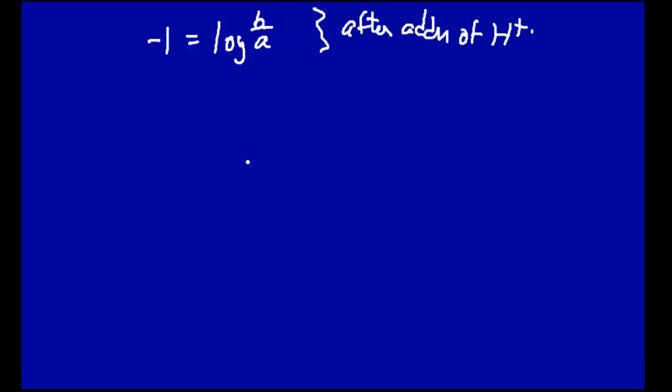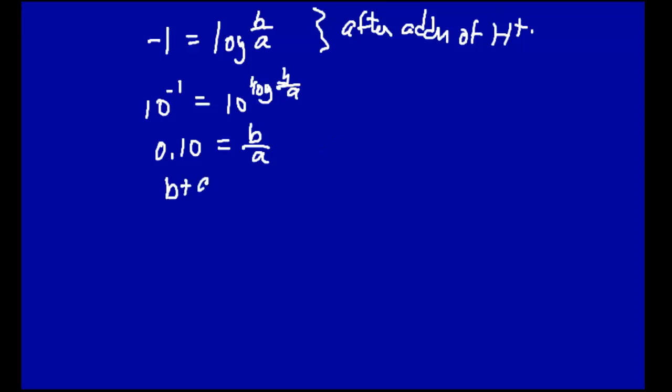So this means that minus 1, the change in pH, is the log of the base over acid. Now this is after addition of H plus. All right, or let's take 10 to the minus 1. That's 10 to the log of B over A, or just rewrite this, 0.10 is equal to B over A. Also we know from conservation that B plus A is equal to 0.10. All right, so here we have two equations and two unknowns.